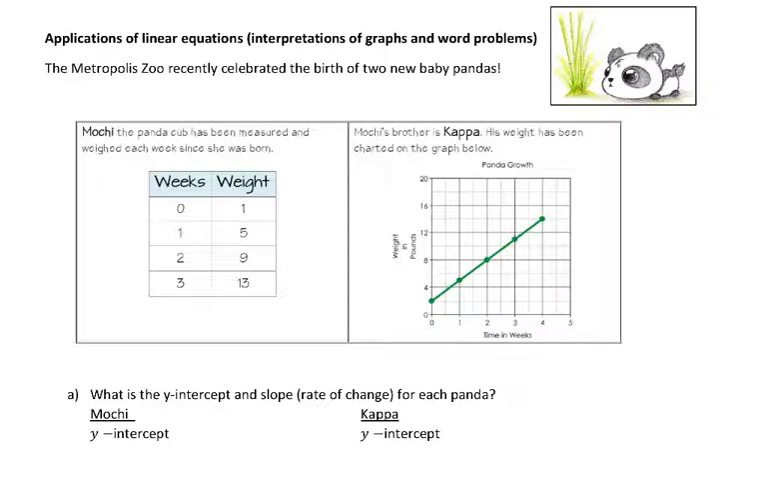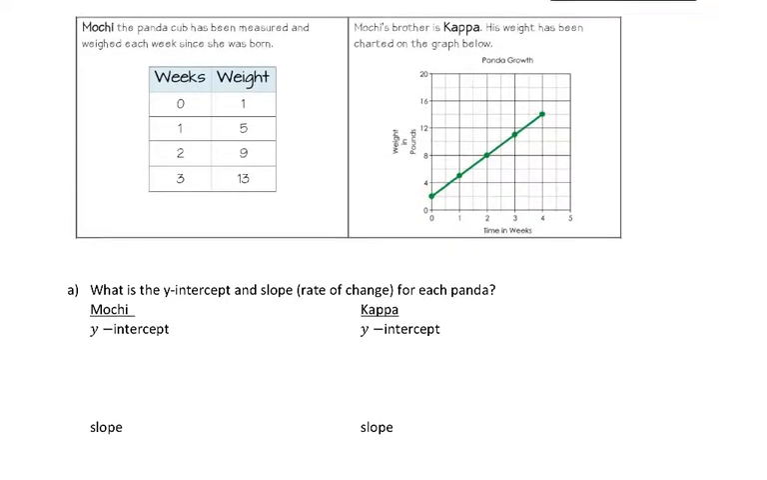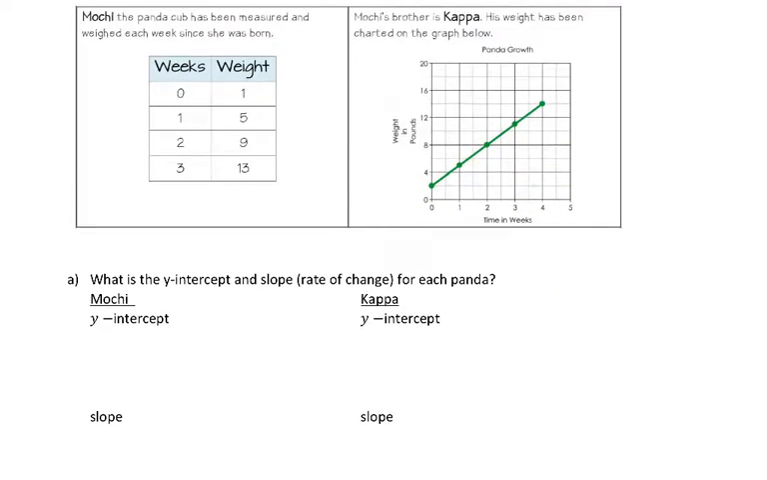And then Mochi's brother is Kappa. His weight has been charted on the graph below, so they're giving us our information in a graph. So the first says, let's interpret that table and the graph. What's the y-intercept and slope for each panda?